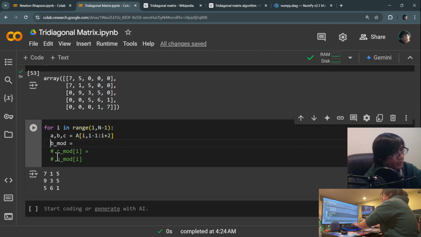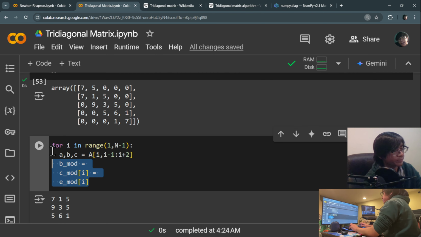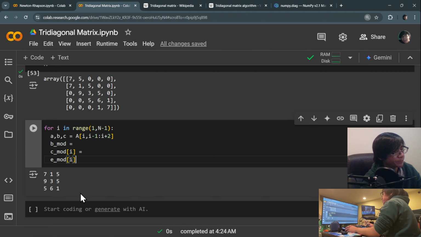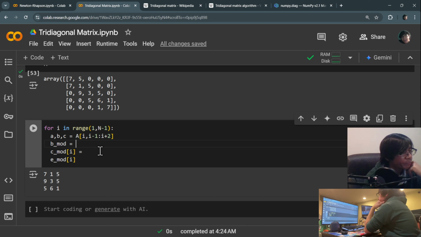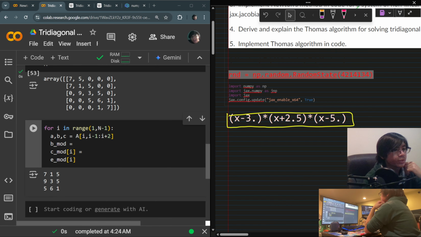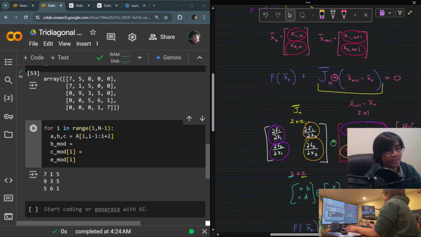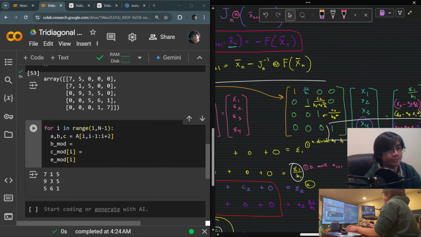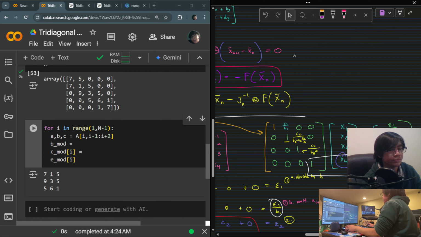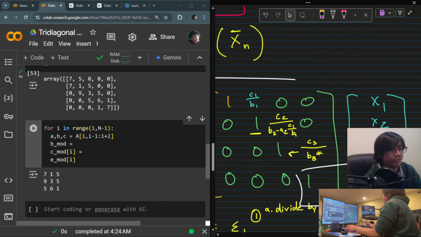Okay, keep watching the index. I don't know why I did that. I can just do it like that. So the B mod will be. This is where the OneNote comes in handy. Okay. Right, we have our modified B value. Modified B value.